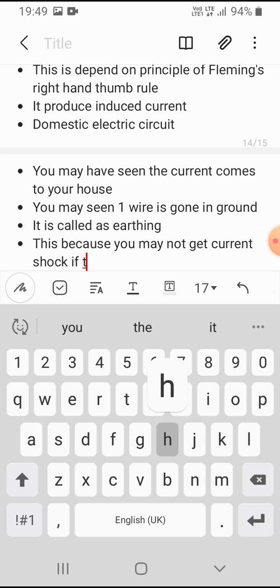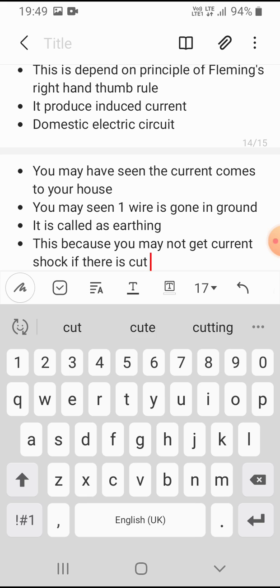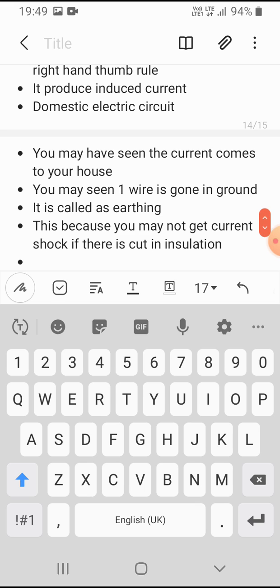You may not get a current shock if there is a cut in the insulation, the covering on the wire. You may have seen it is thick because it covers the copper wire, so that your hand is protected if you mistakenly touch it. Also, they make it so that, because of a short circuit, the current may not supply, or at the time of any problem or short circuit you may not get an electric shock.